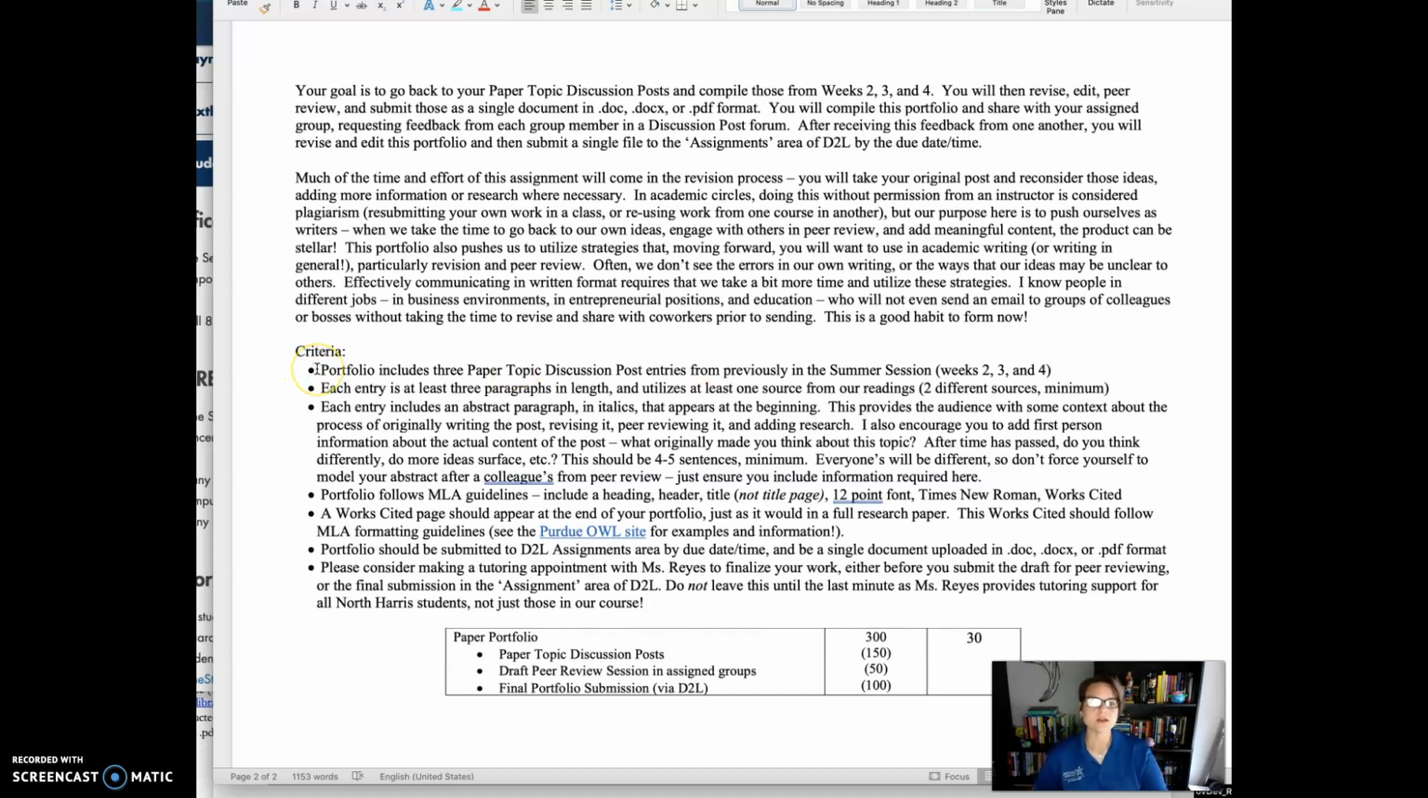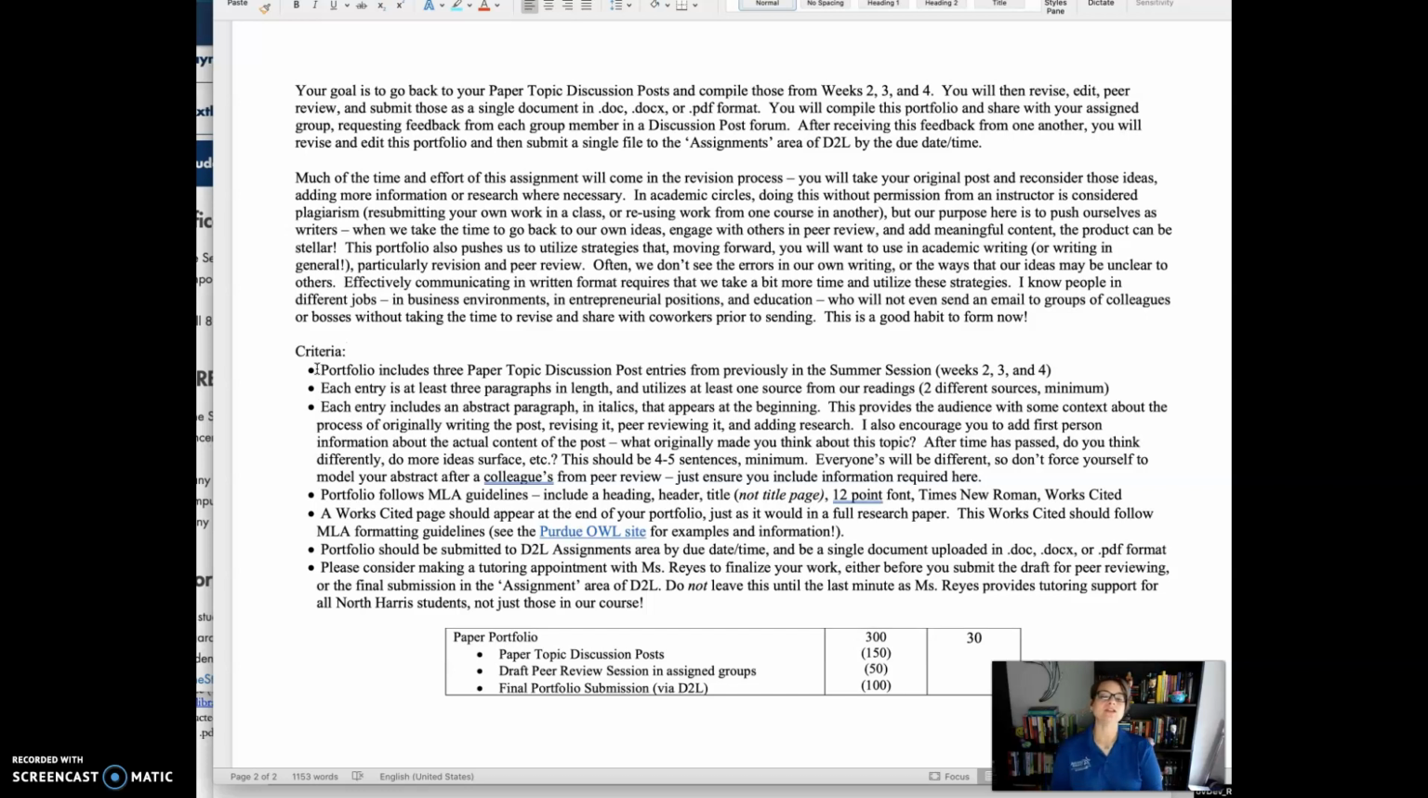The criteria are here, right? You need to have 3 discussion post entries from our previous weeks. Each entry needs to be at least 3 paragraphs in length. Some of you may end up with more, and that's okay. I don't want it to be too much more than that. I want us to really learn to put our ideas into a specific space, right?